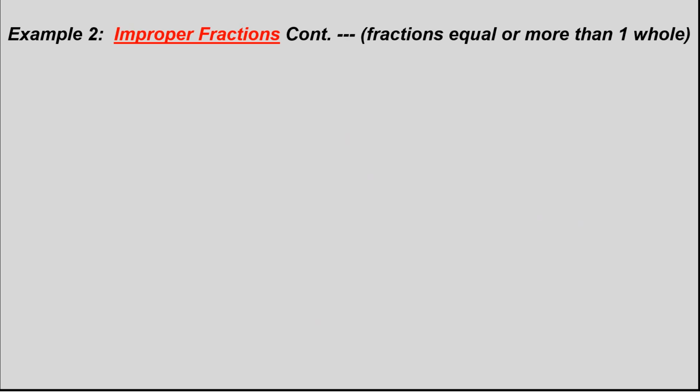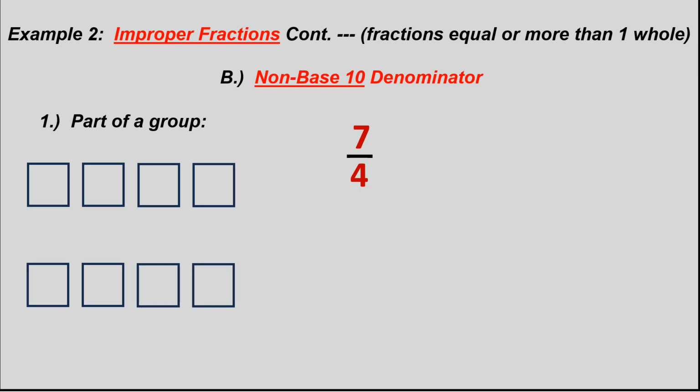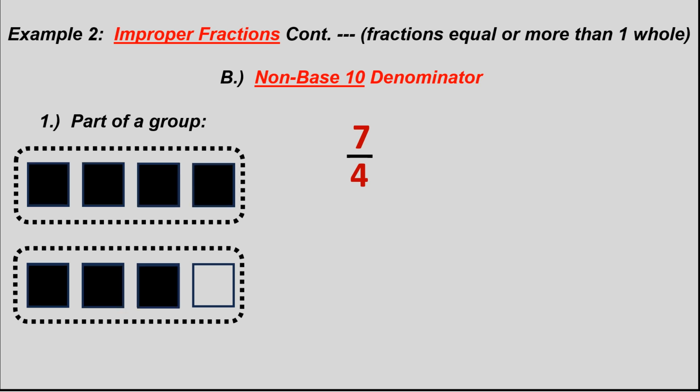Example 2, improper fractions continued. Part B, an improper fraction with a non-base 10 denominator. As an example, let's use the fraction 7/4. First, the part of a group representation. The denominator of the fraction is divided into 4 equal parts, or fourths, and 7 equal parts are shaded, its numerator. So our part of the group solution is 7 equal parts shaded out of a total of 4 equal parts. Second, the division problem representation.